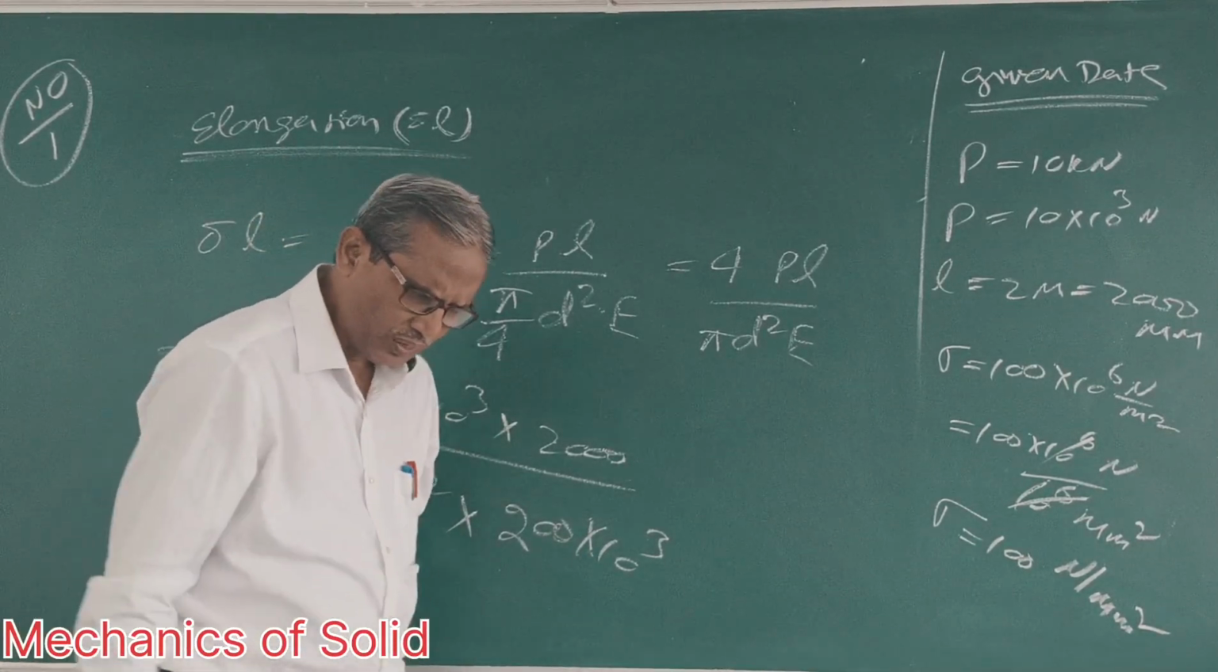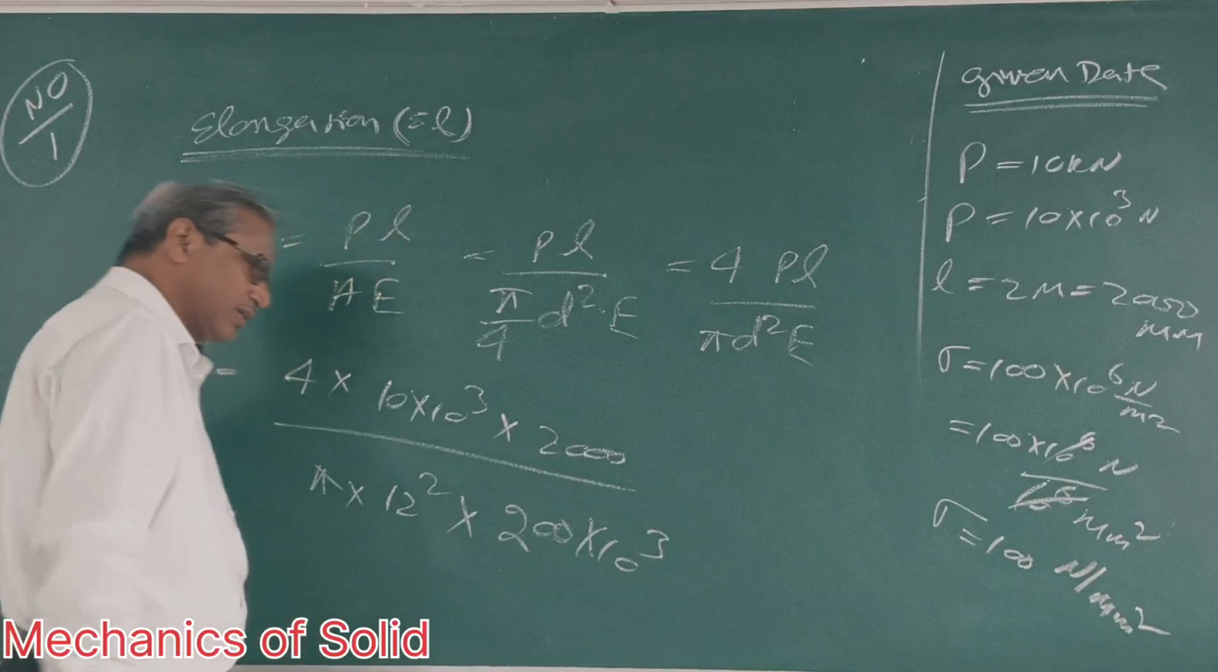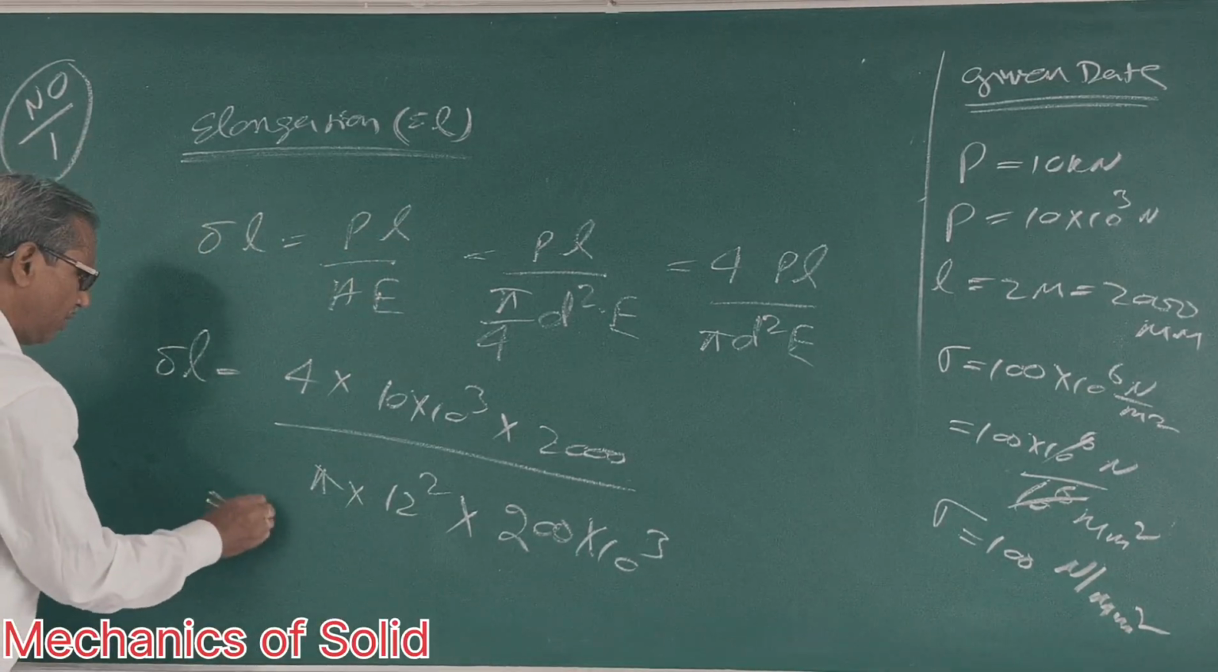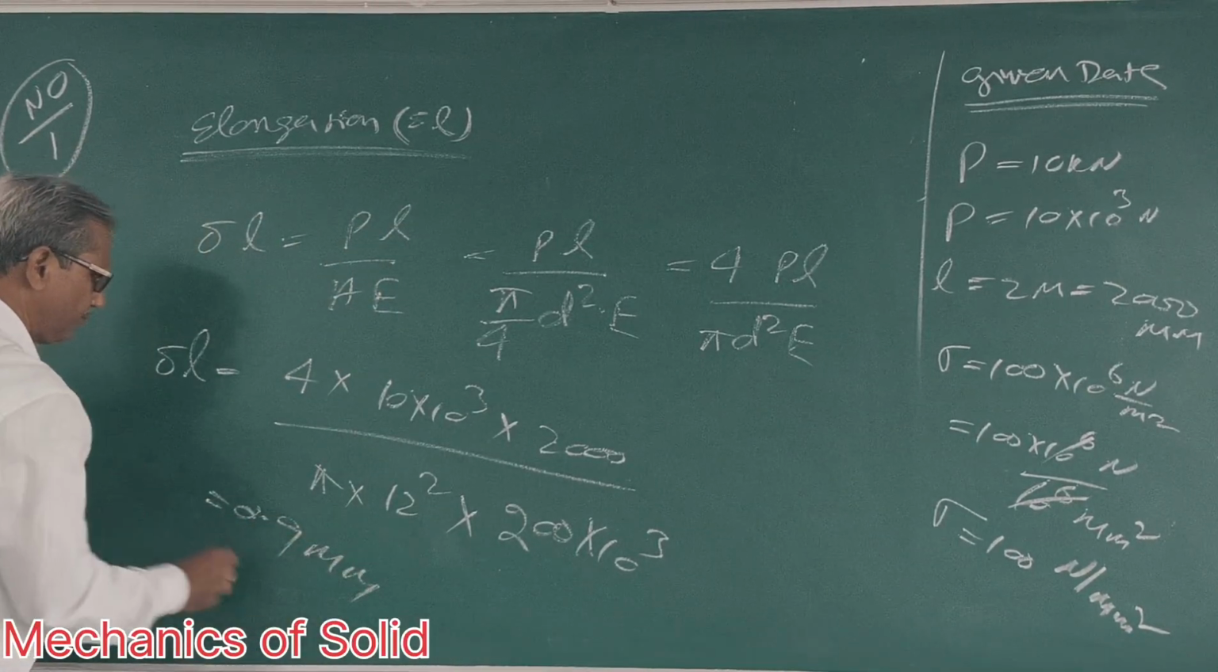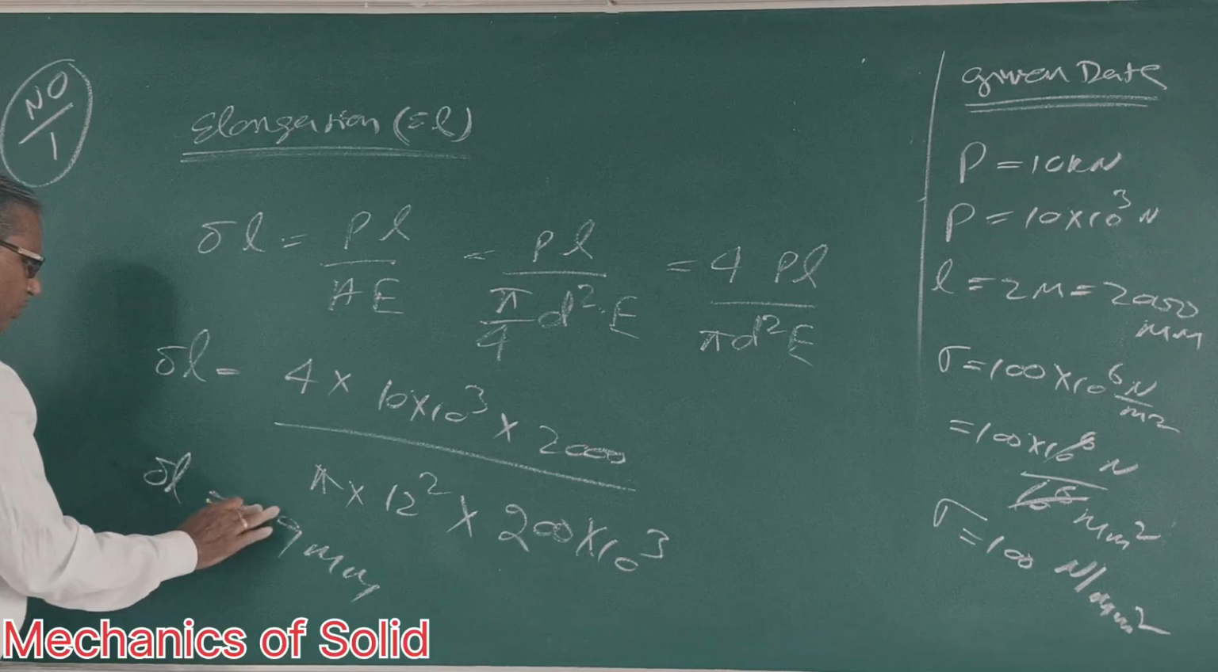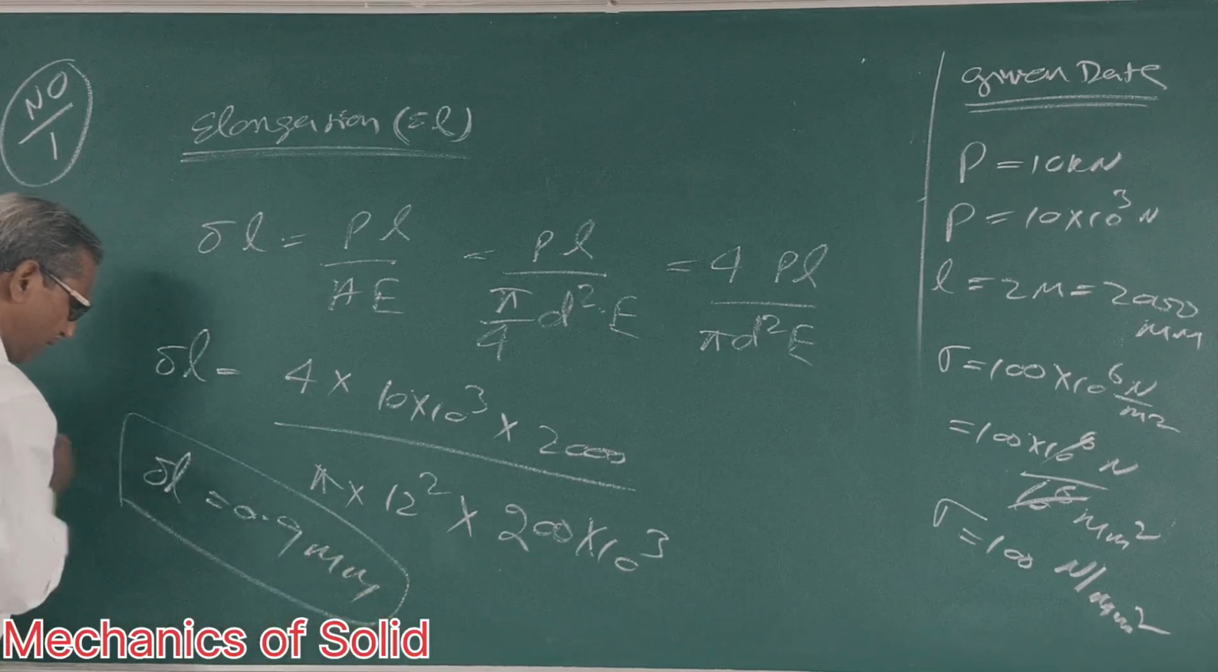Put all values and find the answer. The answer may be 0.9 mm. Delta L is equal to, use calculator, get the answer. Clear?